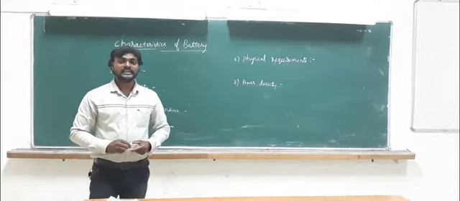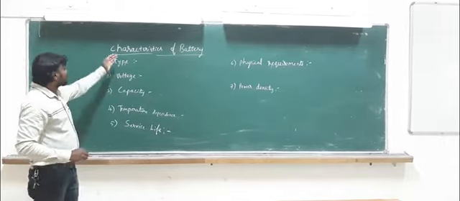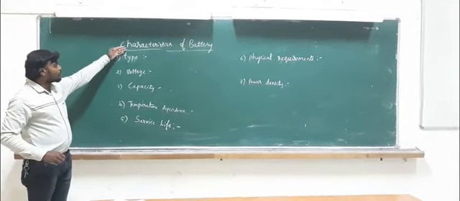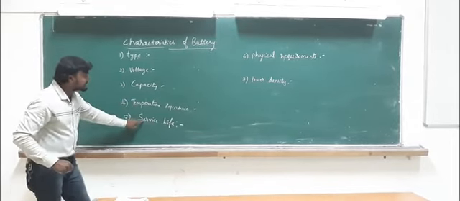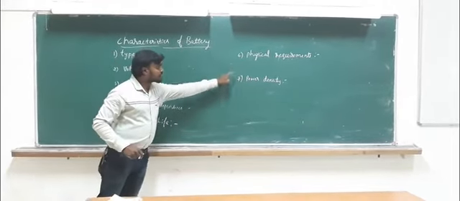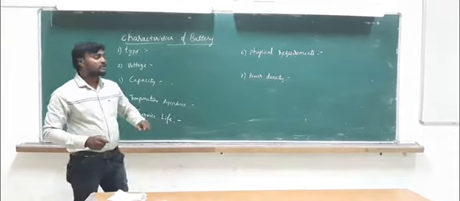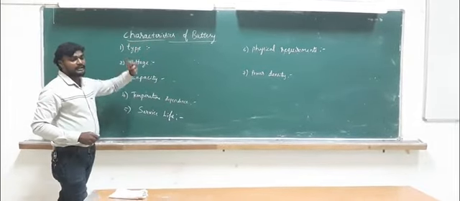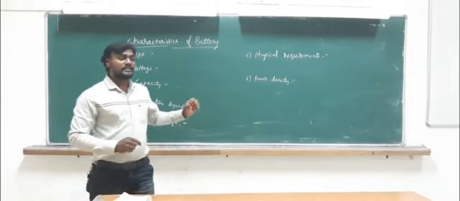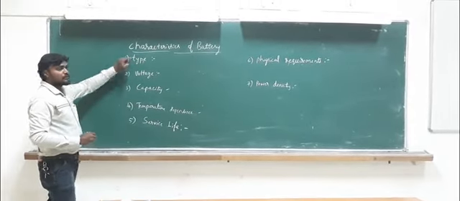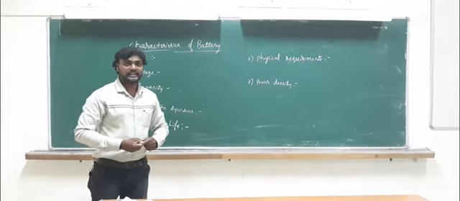Let's discuss some characteristics of batteries. So characteristics of batteries involve type, voltage, capacity, temperature dependence, service life, physical requirements and power density. So these are some characteristics of a battery. While choosing any battery, we have to look at these characteristics. First of all, the first one, type. We have to know which type of battery it is.